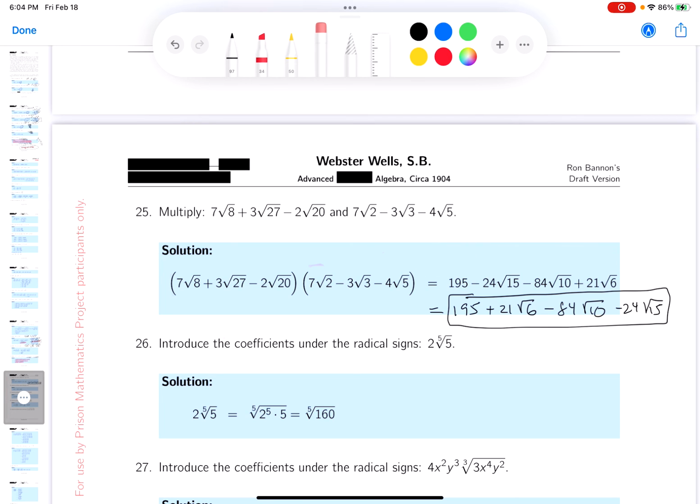All right, a lot of work, though. I'm not saying it wasn't. So 195, I got it. Minus 24 root 15, I got that. Let's see, 21 root 6, I got that. Minus 84 root 10s, I got that. Things are working out well.